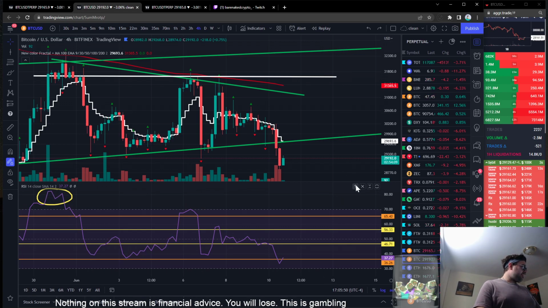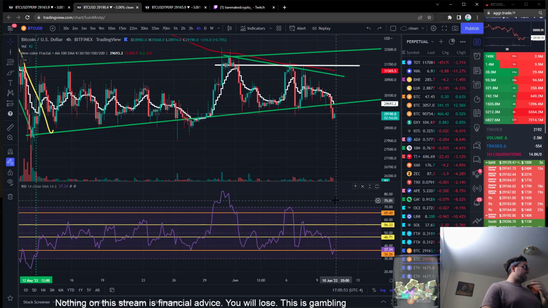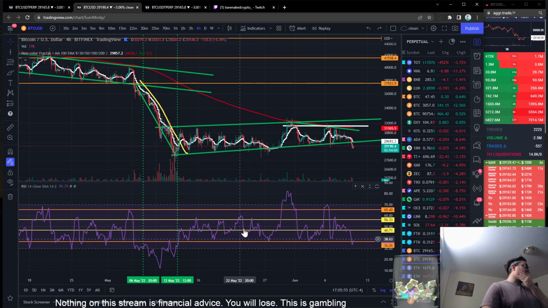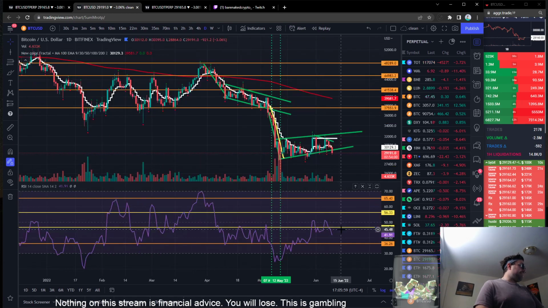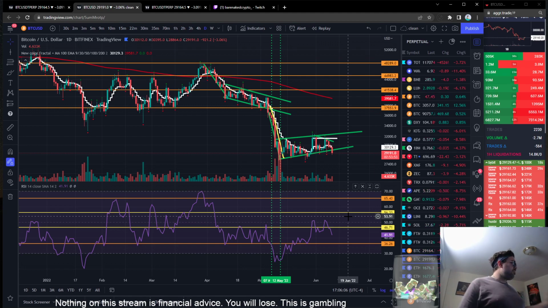So that's really the basis of the RSI levels and how you can really use RSI levels to your advantage. We can go to the daily, right, and see what's happening on the daily. That was just the 4-hour candle. 4-hour candles are not super long term, but also not super short term, right?